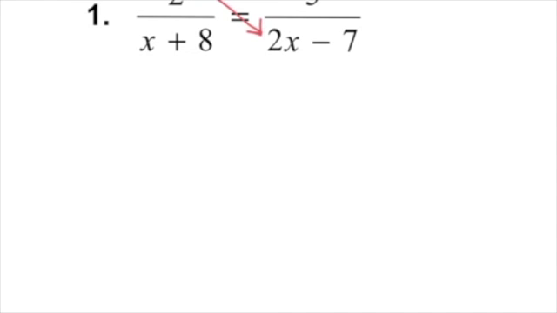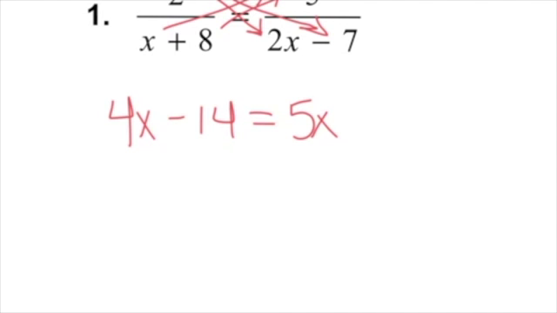You do have to be careful though. When you do the 2 times the 2x minus 7, it does need to be multiplied to both of them. So it'd be 2 times 2x, which is 4x, 2 times negative 7, which is negative 14, equals going the other direction. But just like the other direction, you do need to multiply both of them. So x times 5 is 5x, and 8 times 5 is 40.